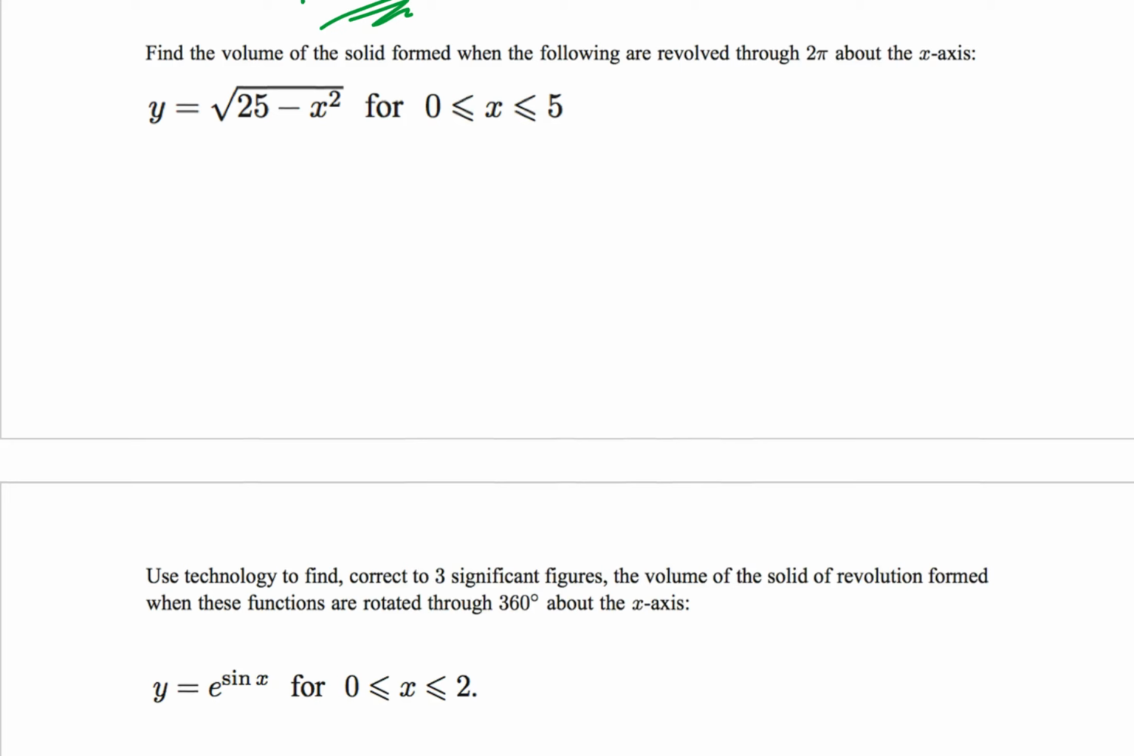Let's do another one. So look at this one. Again, notice it says volume, so I'm just putting the formula right away. Just thinking of the limits also. Easy.